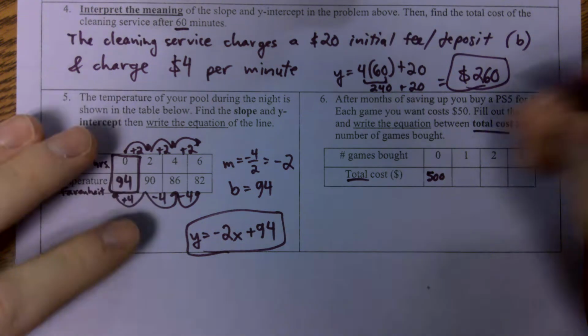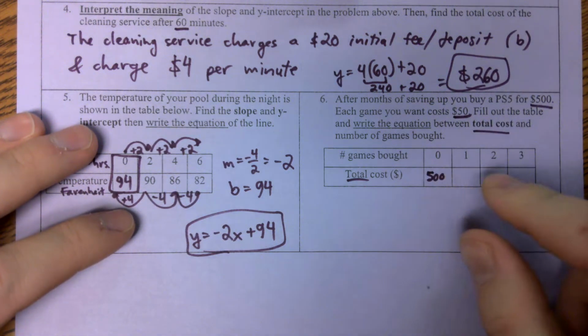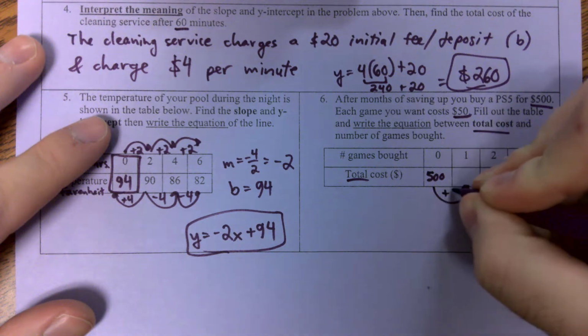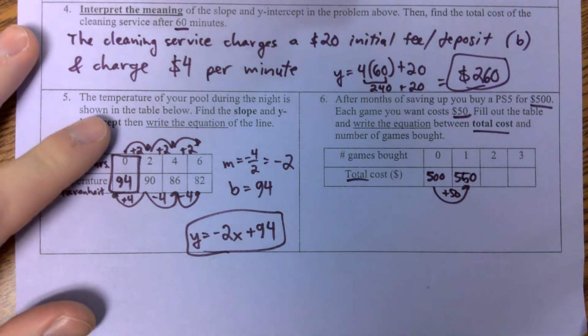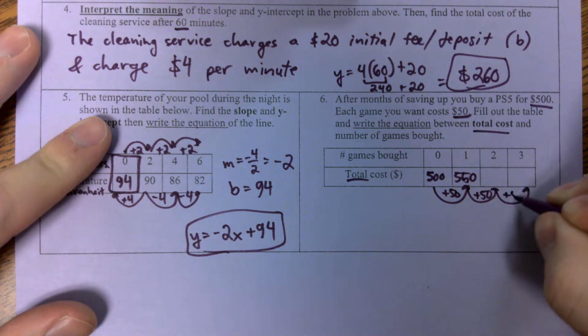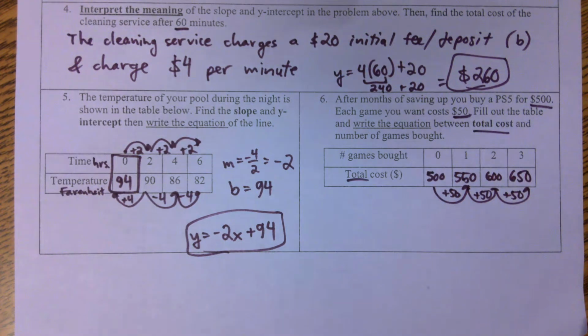So now each additional game that you buy is going to cost $50. So if you buy 1 game, you've already spent $500 plus the $50 for the game. So we get $550. And we could just keep moving that along. We get $600 and $650, just like that.